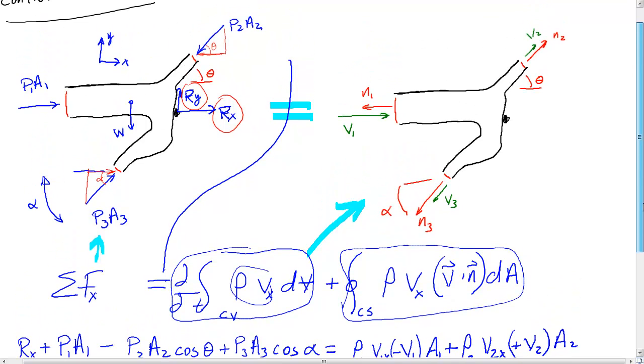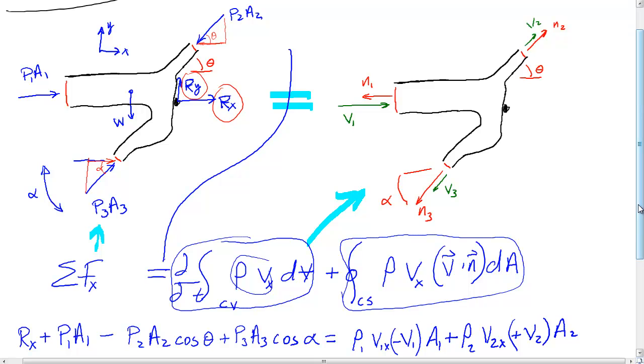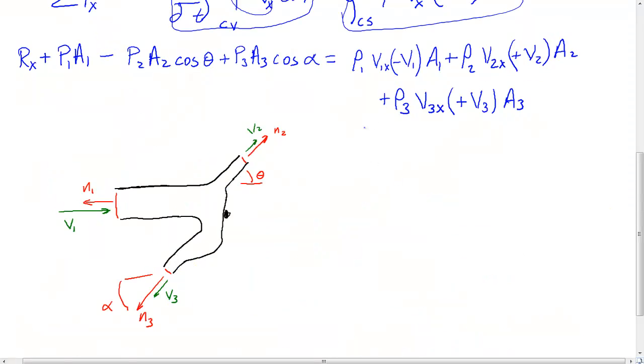Now, let's be real careful about this, and what I'm going to do is copy this picture down and take a close look at it. So I copied that picture down real quick, and now I'm going to be looking at what is V1, the x component, V2, the x component, and V3, the x component. Because as you can see, buried in here, I have those terms right here, I have that term right here, and I have that term right here.